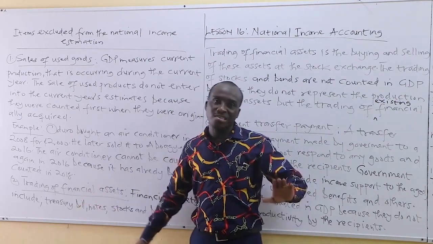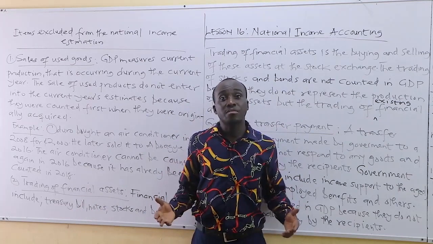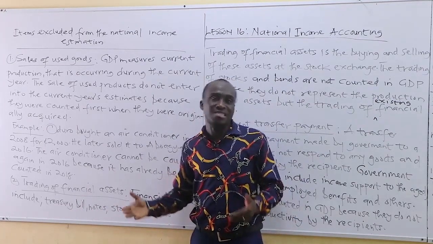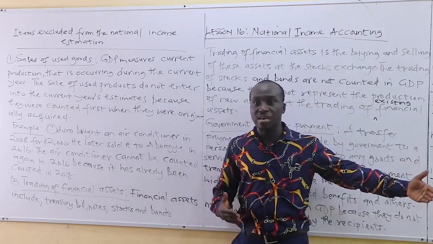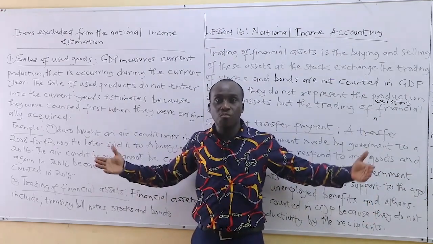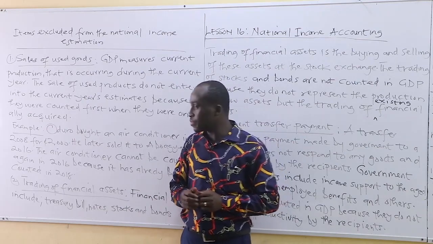Since it has already been counted when it was first bought in 2008, it doesn't make sense. It's quite preposterous to add it to 2016's estimation, because one thing has been counted in 2008 and the same thing has been counted in 2016, and that does not make sense at all. So second-hand products are excluded from the estimation to avoid double counting.